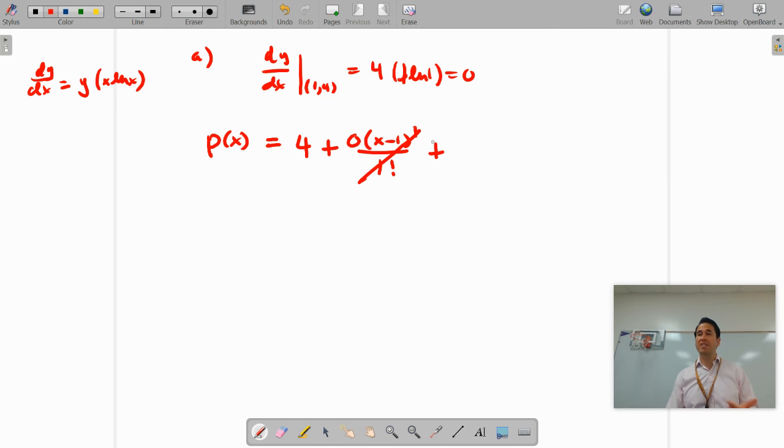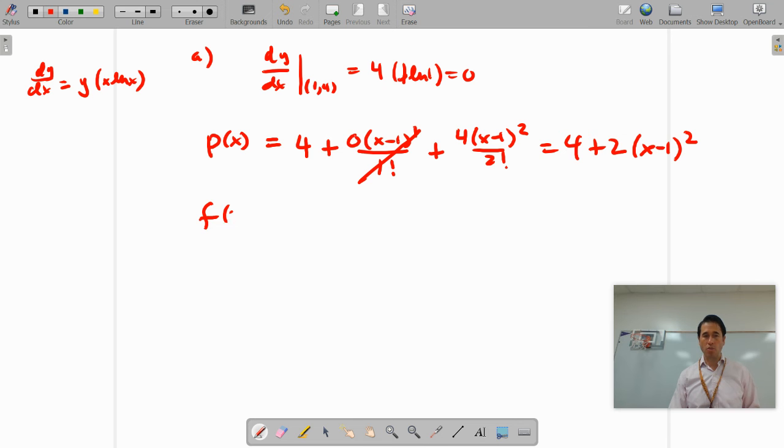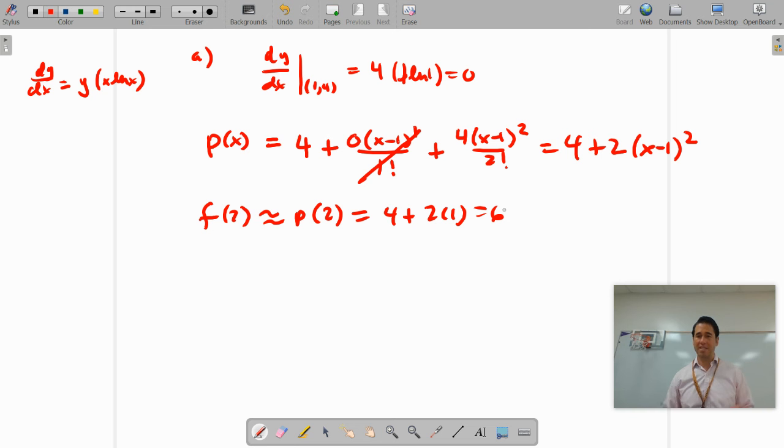Plus, and then they tell me the second derivative at 1 is equal to 4. So that is pretty interesting. They kind of actually give you the answer there. So that's just equal to 4 plus 2 if I simplify times x minus 1 squared. And they want me to approximate f of 2 for that, which would be p of 2, which would be equal to 4 plus 2 times 1, which is equal to 6. Nice start for our Taylor polynomial.